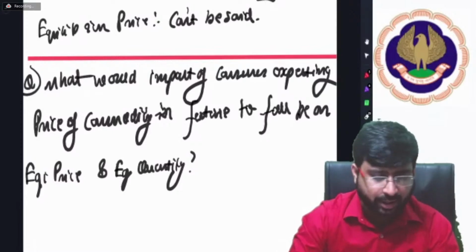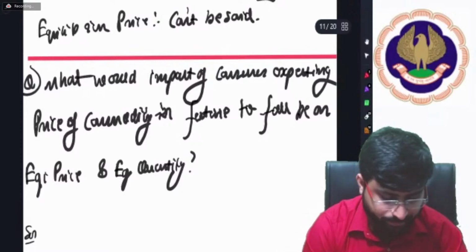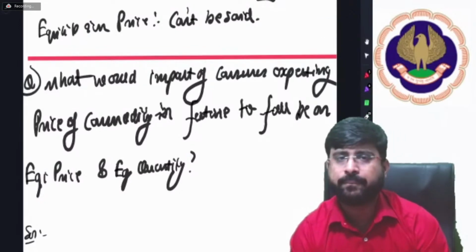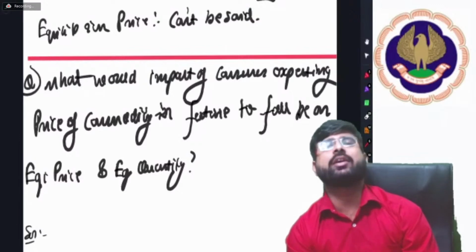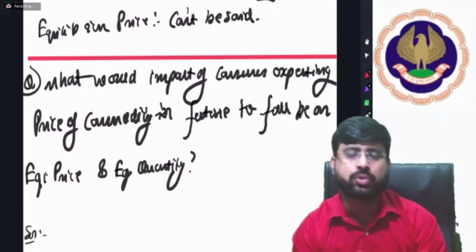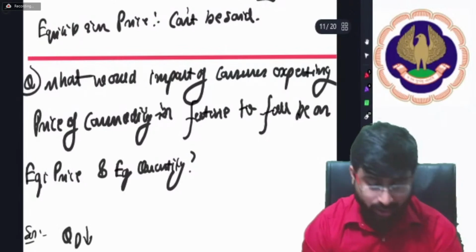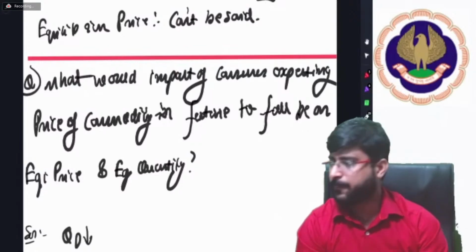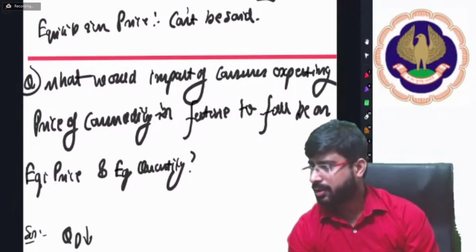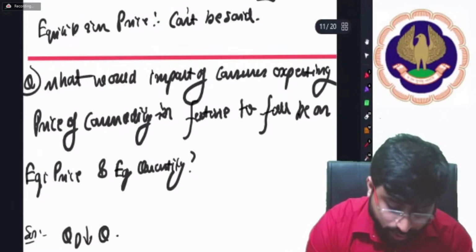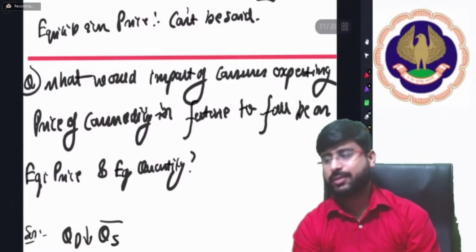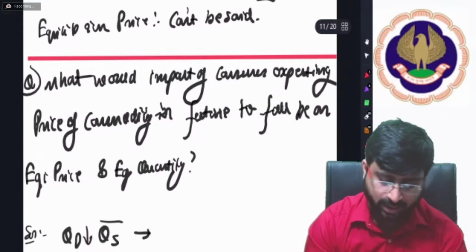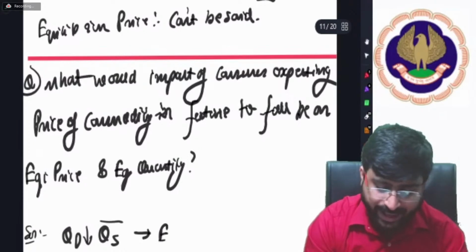Now see, I'll highlight it for you. Consumers are expecting the price of the commodity in future to fall. So if the price is expected to fall in the future, present quantity demanded is going to fall, with quantity supplied remaining the same. This in turn results in excess supply.